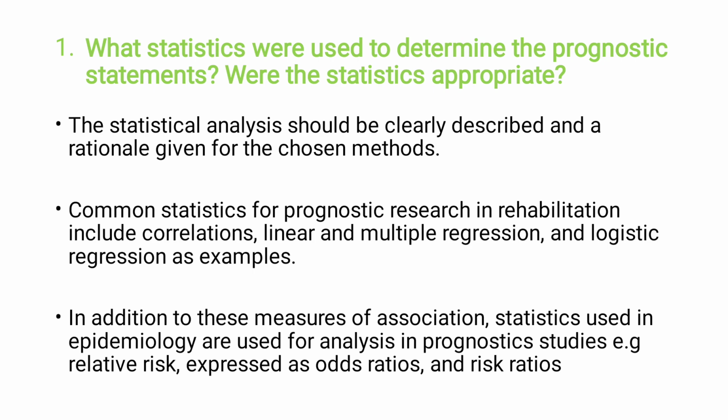Next is what statistics were used to determine the prognostic statement. Were the statistics appropriate? Statistical analysis for the interpretation of results are the main and major important component of any research problem and research articles. So basically common statistics that used in prognostic rehabilitations are correlations, linear and multiple regressions and logistic regressions. Next, for the statistics used in epidemiology, in prognostic study, that we use relative risk that are expressed as odd ratio and risk ratio.